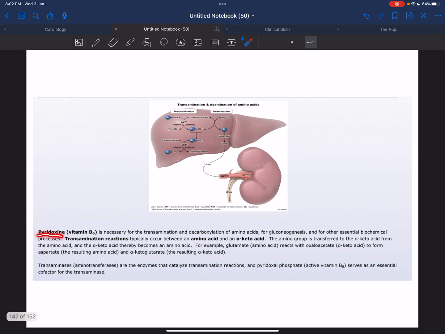It says that pyridoxine, vitamin B6, is necessary for the transamination and decarboxylation of amino acids, for gluconeogenesis, and for other essential biochemical processes. Transamination reactions typically occur between an amino acid and an alpha keto acid, as we've said previously. The amino group is transferred to the alpha keto acid from the amino acid, and the alpha keto acid thereby becomes an amino acid.